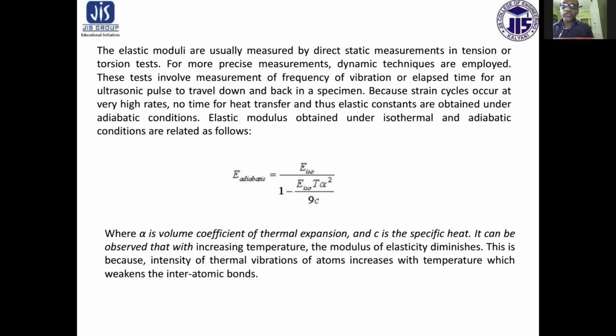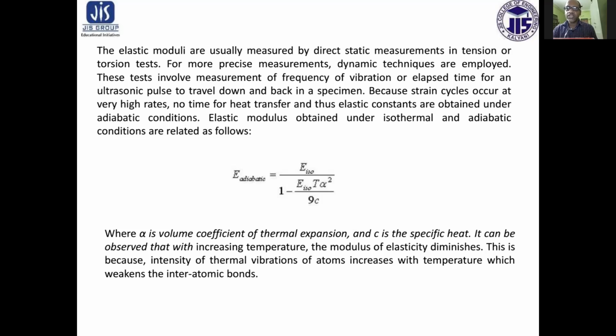The elastic moduli are usually measured by direct measurement in a tension or torsion test. For more precise measurement, dynamic techniques are employed. This test involves measurement of the frequency of vibration or the elapsed time for an ultrasonic pulse to travel down and back in the specimen. Because the strain cycle occurs at a very high rate, there is no time for heat transfer, and thus elastic constants are obtained under adiabatic conditions.